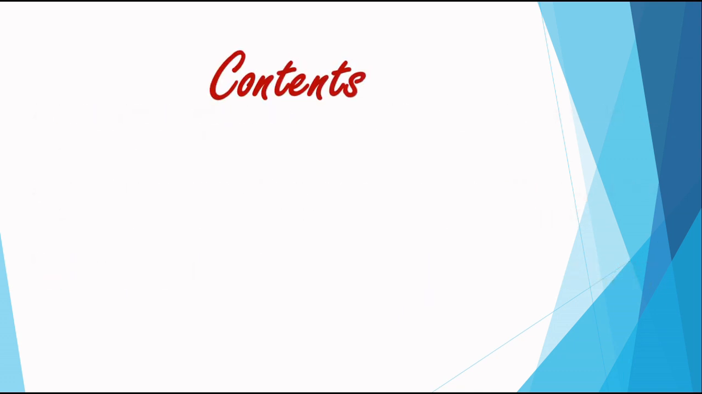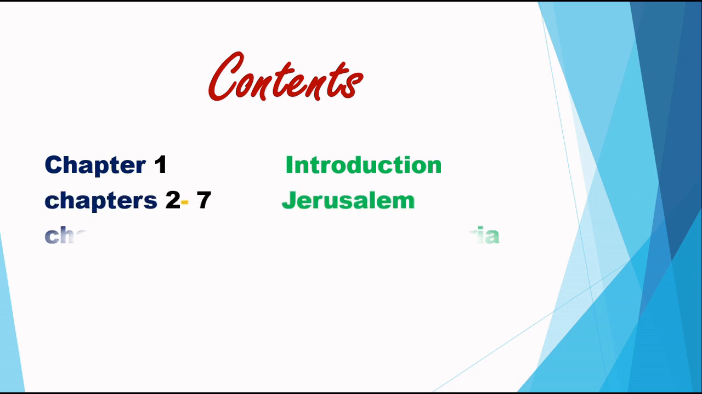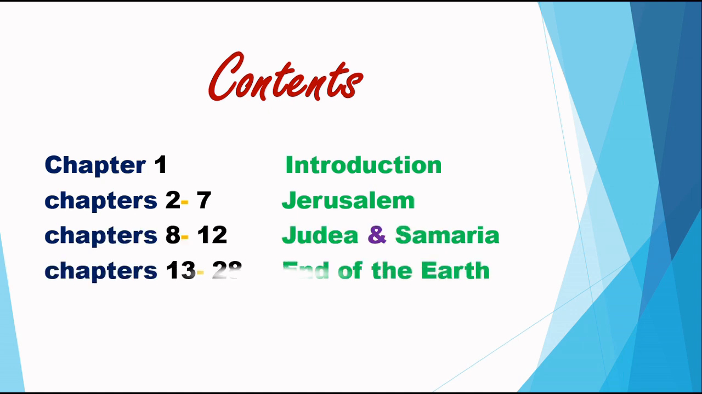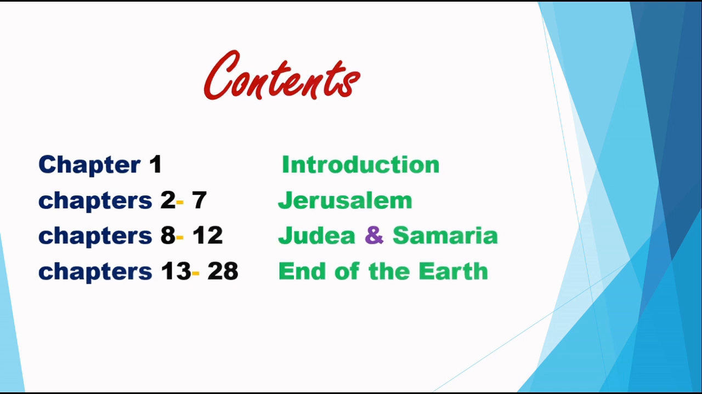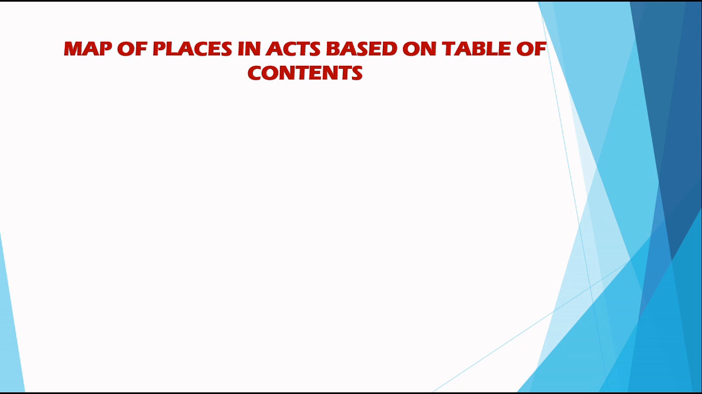And here's how probably your table of contents would look. You have your contents there. Chapter 1, you have your introduction. Chapters 2 to 7, you have Jerusalem. Chapters 8 to 12, you have Judea and Samaria. And chapters 13 to 28, you have the ends of the earth. When we talk of the ends of the earth, we're not talking of the end of the world. We're talking of geographical places.